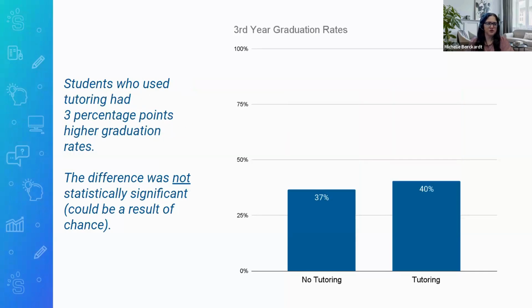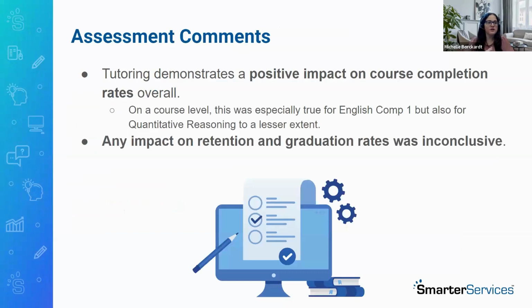We saw very similar results with third year graduation rates. There was a slight increase, but again, it was not statistically significant. All of that to say, overall, we were very excited about the results. For the retention and graduation rates, we would say that's inconclusive, but we can say that the assessment demonstrated the positive impact of tutoring on course completion rates, especially for English Composition 1, but also for quantitative reasoning. And that's something we're really excited about that we can continue building upon in the future.